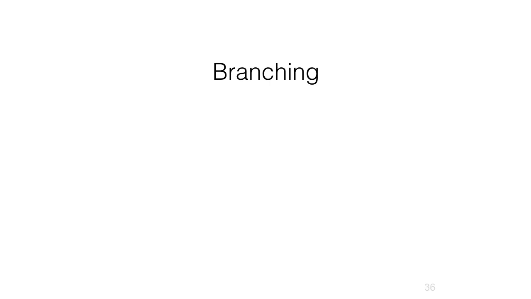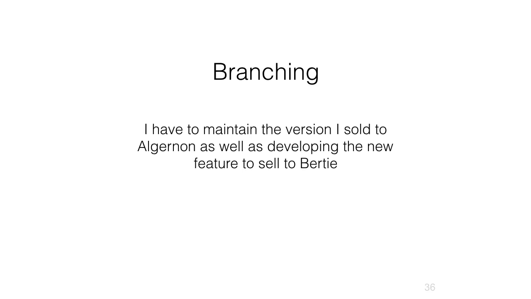And so there you are as a software vendor, and suddenly thinking, great, now I have to maintain the version I sold to Algernon, as well as developing the new feature to sell to Bertie. Because though Algernon doesn't want Bertie's feature, when he finds something's broken, some bug or some other thing he wants doing, he's going to want that improved or fixed in the version that he's got. So now you've forked your code base. You've got two different versions that you're having to maintain.